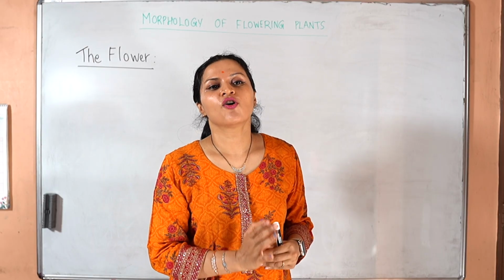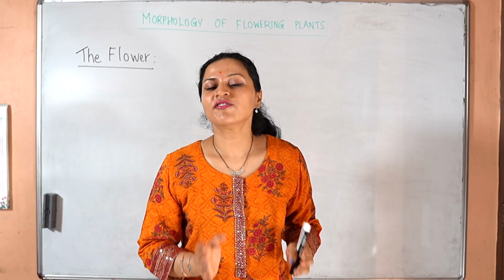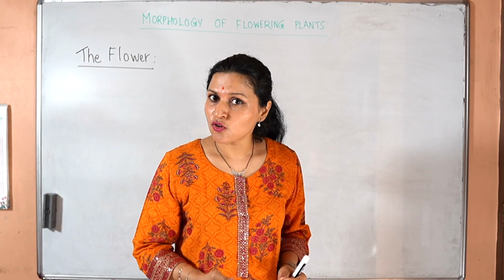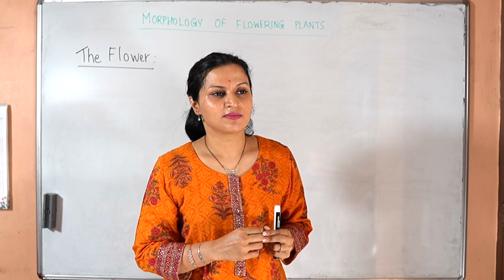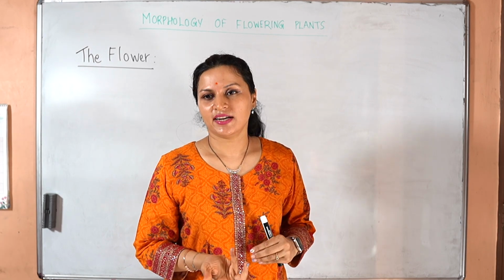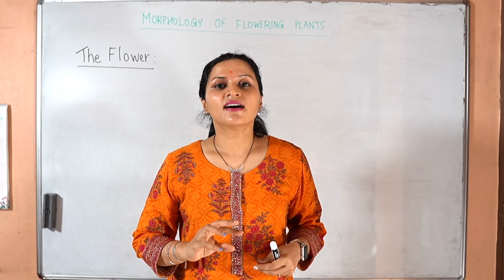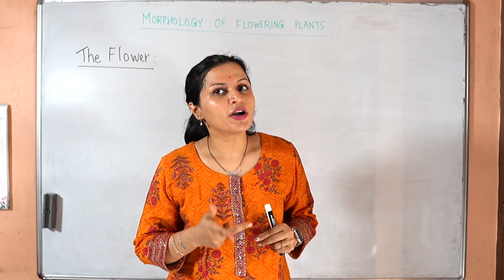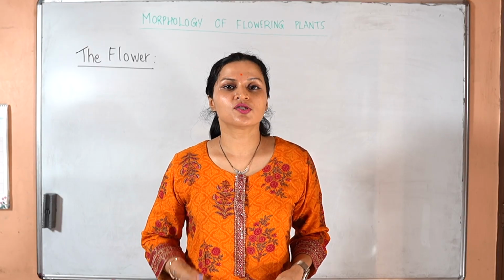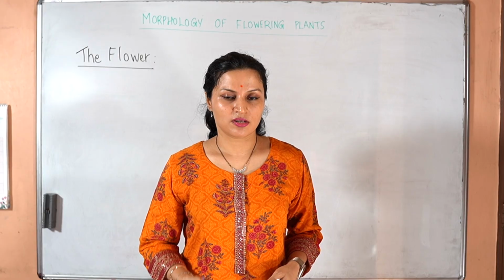Four different types of leaves will be produced. Four different types of floral appendages are going to be produced from each node in very quick succession. This shoot has now become very condensed and modified. So a flower can be defined as a condensed and modified shoot. Why has it been modified and condensed? For the purpose of sexual reproduction in plants.